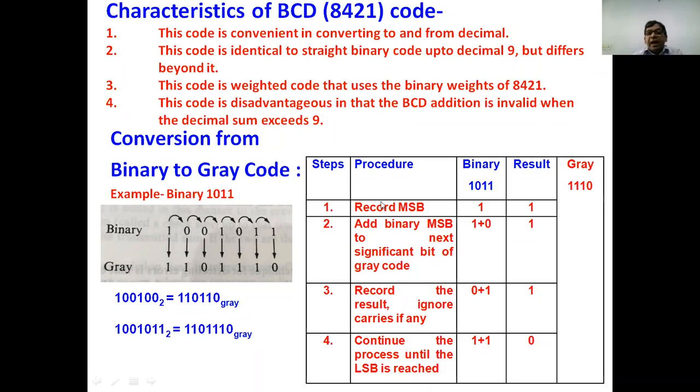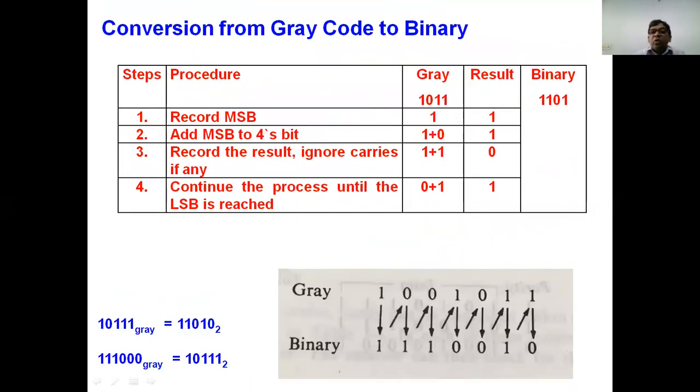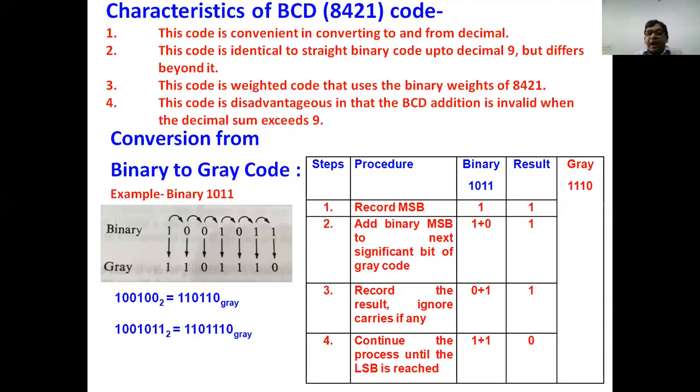then add this first bit, the MSB of gray, to the next bit of binary, that is 1 plus 0, which is 1. Then this 0 plus 1 is 1. Then this 1 plus 1 is 0, followed by 1 carry. So the carry is ignored. In all cases of conversion of binary to gray code, the carry is ignored.